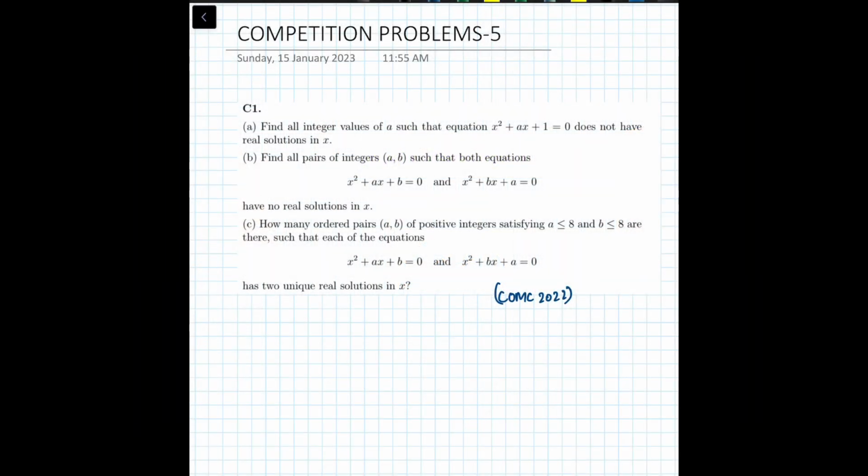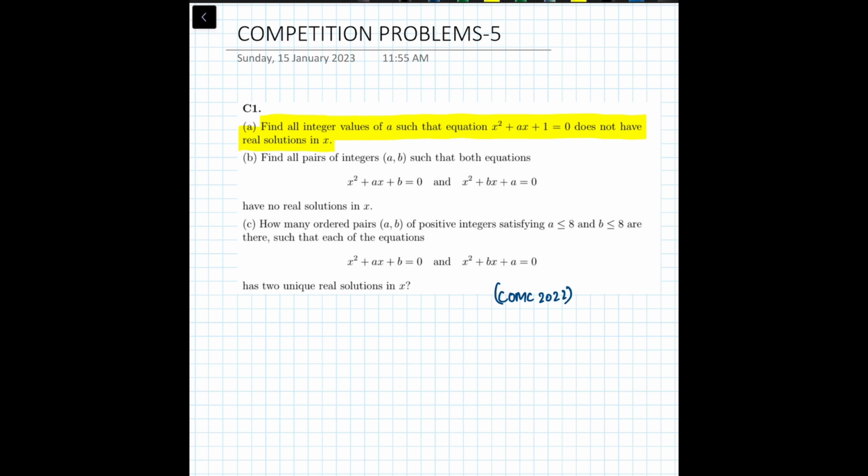So in this series we are solving problems from different competitions in mathematics around the world. This is a problem from COMC 2020, and it's simple. It is related to quadratic equations. If you look at the problem, find all integer values of a such that this equation does not have real solutions in x, right?